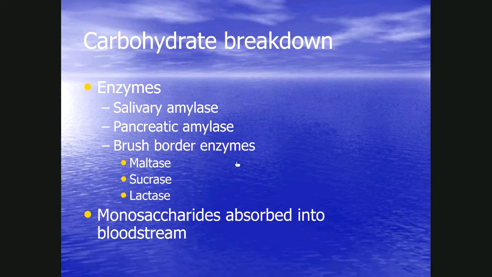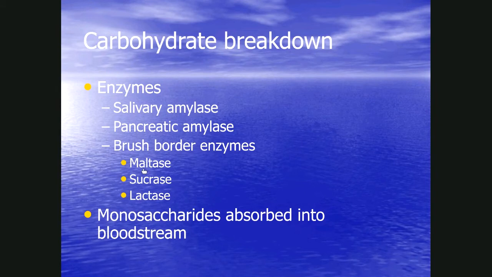Don't forget, brush border. I like to call them the finishing enzymes for carbs and proteins. And so they like to take the tri and the di units here for carbs, it's trisaccharides and disaccharides, and break them down into monosaccharides. So here, let's talk about three of these. And the key is they can focus on specific sugars, but they can also really just split apart in between specific bonds, and that's really the key.